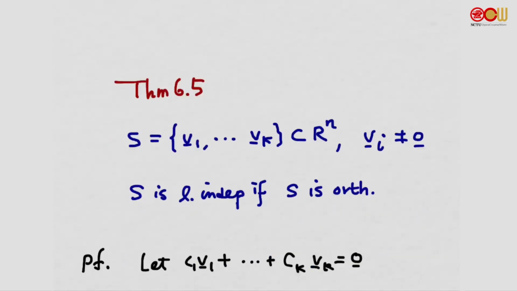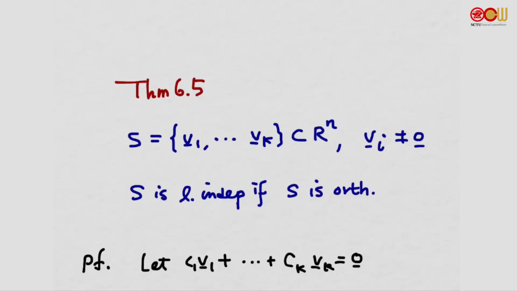To examine whether a set is linearly independent or not, we form the linear combination as before and set the vector to 0. If we want to show the vectors are linearly independent, then we need to show that these coefficients C1 to Ck are all equal to 0. Let's try to use the condition that is given to us. Let's try to use the condition that S is orthogonal. So every two vectors are orthogonal.